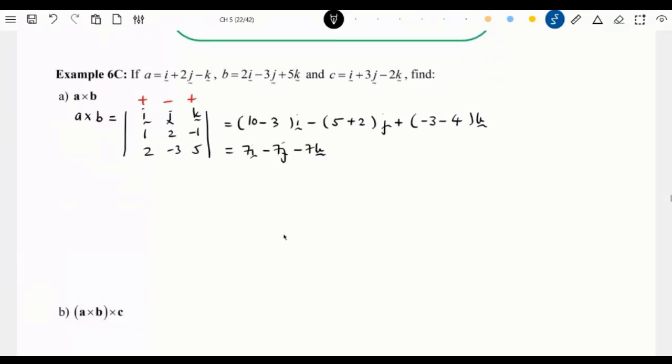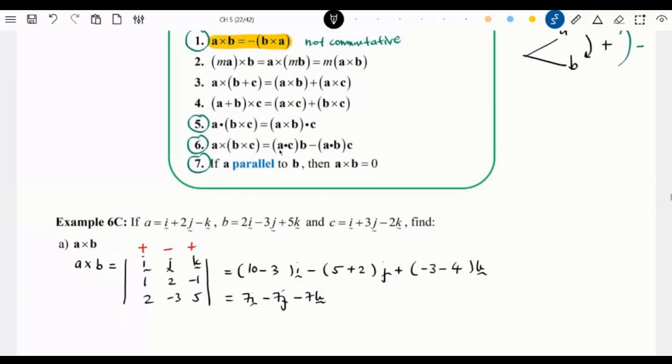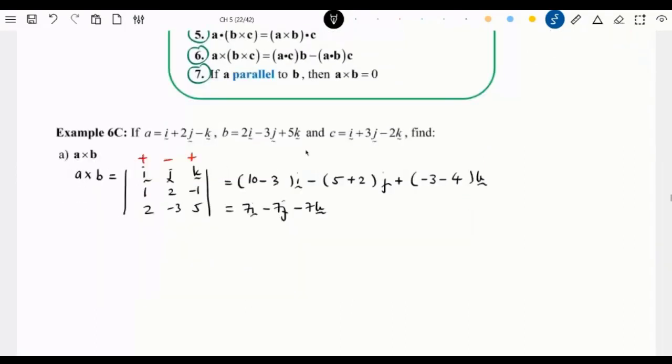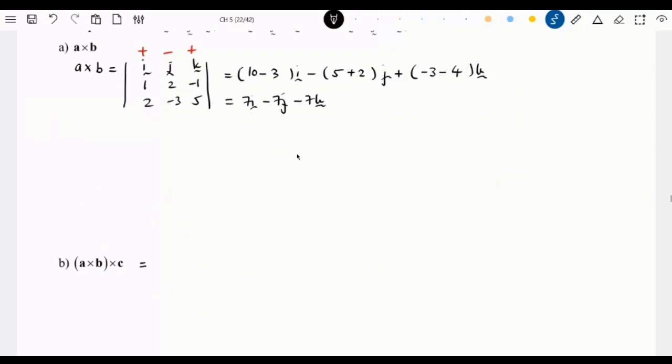Now for part B, we have A cross B cross C. So you can have the properties, which we have above. This one uses the dot product, so there's no problem. Directly we can get it with IJK. So we end up with 7, negative 7, negative 7. And then for C, we have 1, 3, negative 2.